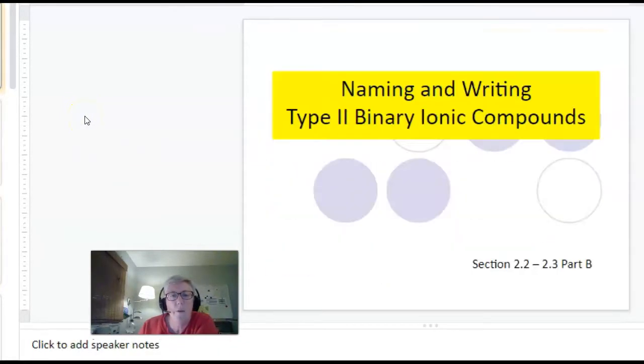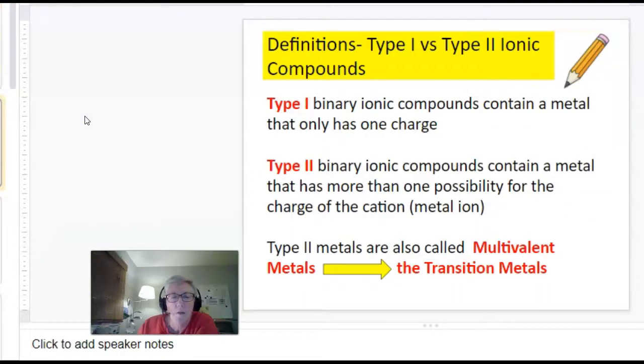Okay, so here's a few definitions. Type 1 binary ionic compounds have a metal that only has one charge. So that's actually the kind that you've been doing this whole past week. Things like sodium chloride, potassium oxide, things like that.